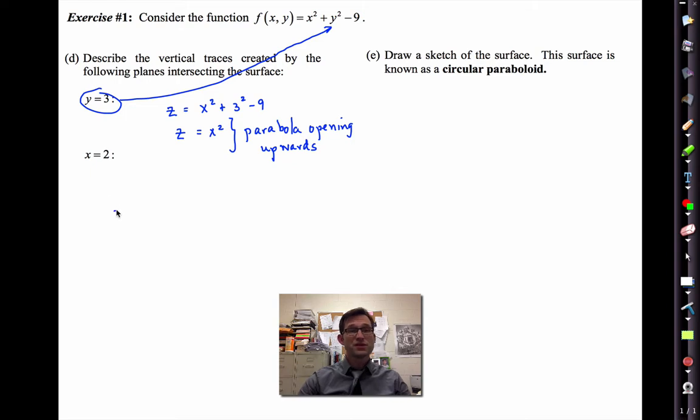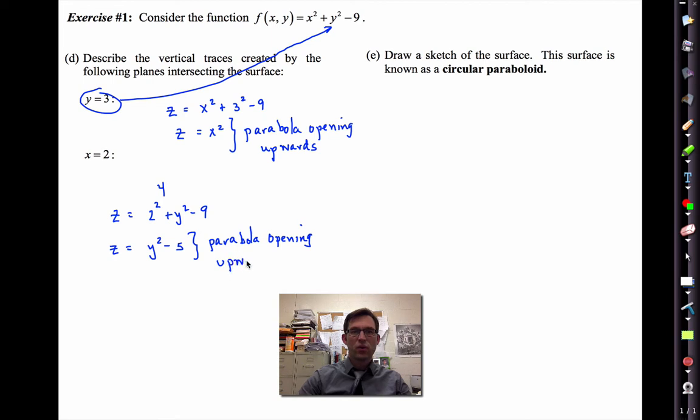Same thing with x equals 2. I can substitute that in and I'll get z equals 2 squared plus y squared minus 9. So z equals y squared, plus 4 minus 9, which is minus 5. That's also a parabola opening upward.